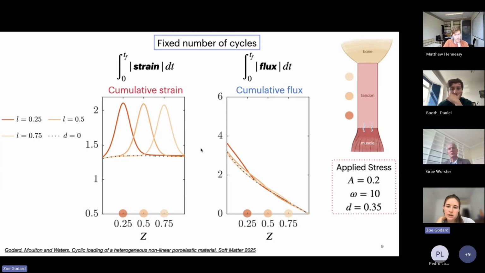And if we do go back to the full time simulation, then we do see the flux isn't really affected, and that's because we're applying this stress boundary condition, and the flux is governed by stress gradients here. So it doesn't really get affected by this heterogeneity, whereas the strain, of course, does.